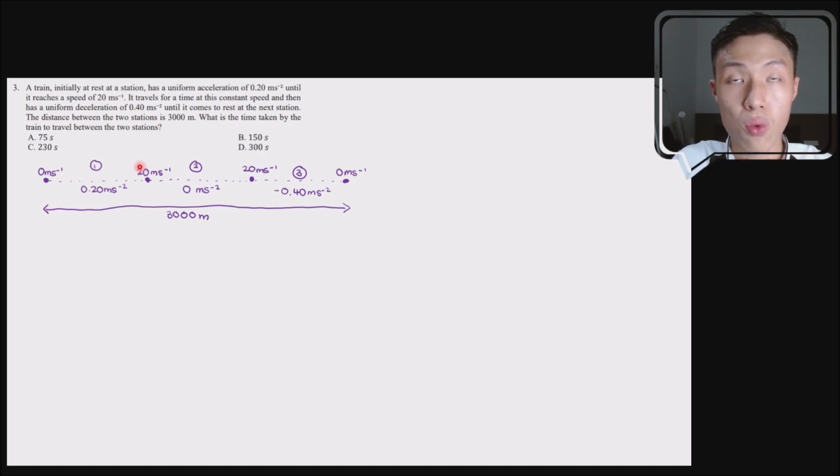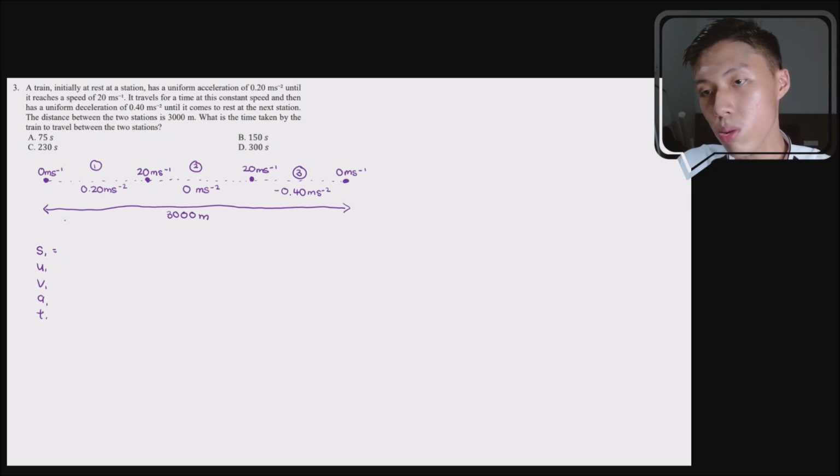Then later when we are solving our problem, we can just base it on this diagram over here. Okay, so we are asked to find the time taken. So we need to know the time taken for the first section of the journey, second section of the journey, and third section of the journey. So let's try and figure it out one by one. Let's focus on the first section of the journey.